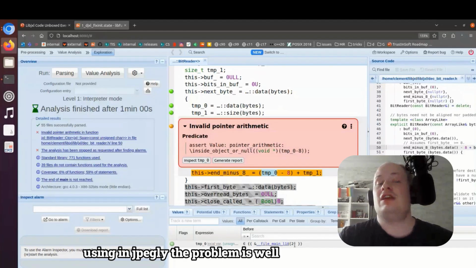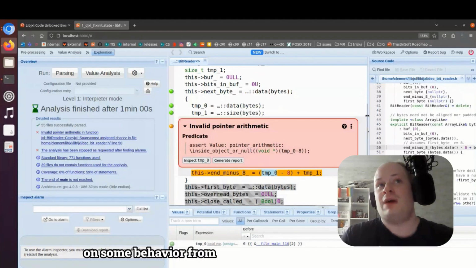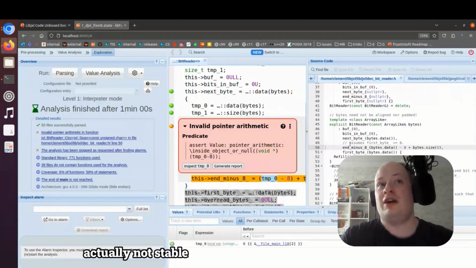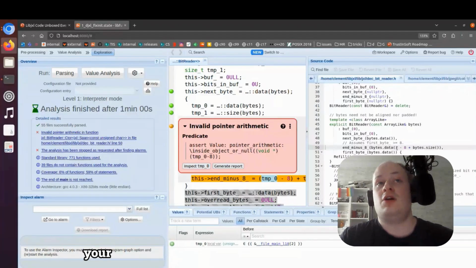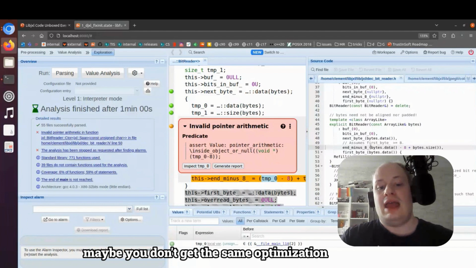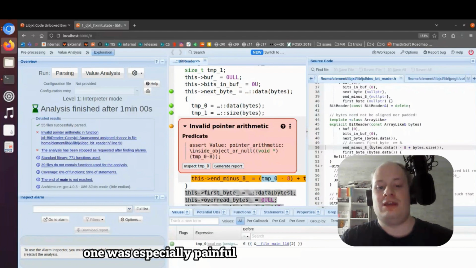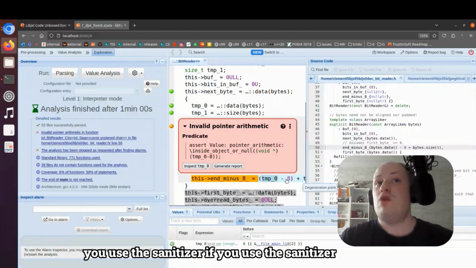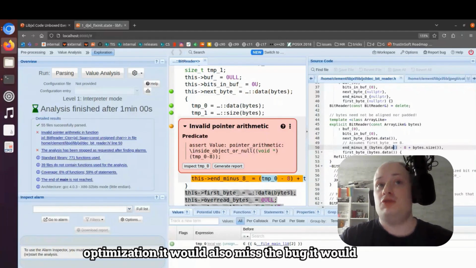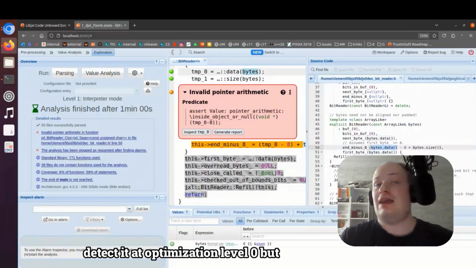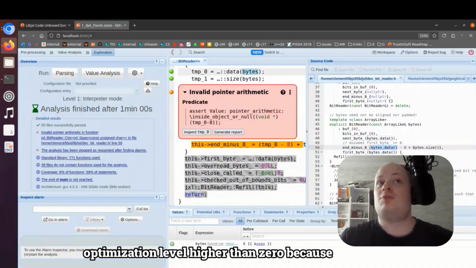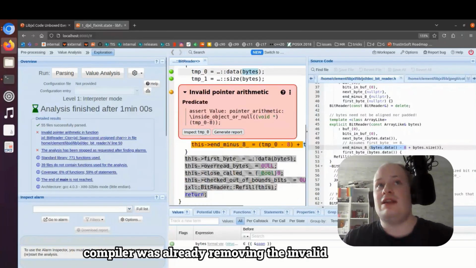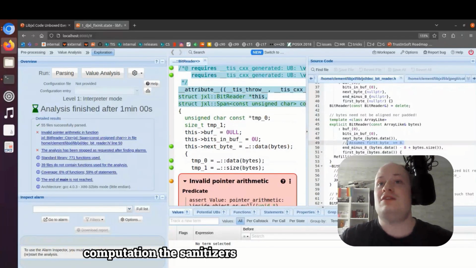The problem is, you're still relying on some behavior from the compiler, which is actually not stable, not defined. Tomorrow, you update your compiler, you change your compiling stack, you get a different result. Maybe you don't get the same optimization. And this one was especially painful because we found that if you use a sanitizer with optimization, it would also miss the bug. It would detect it at optimization level 0, but at any optimization level higher than 0, because the compiler was already removing the invalid pointer computation, the sanitizers would miss it.